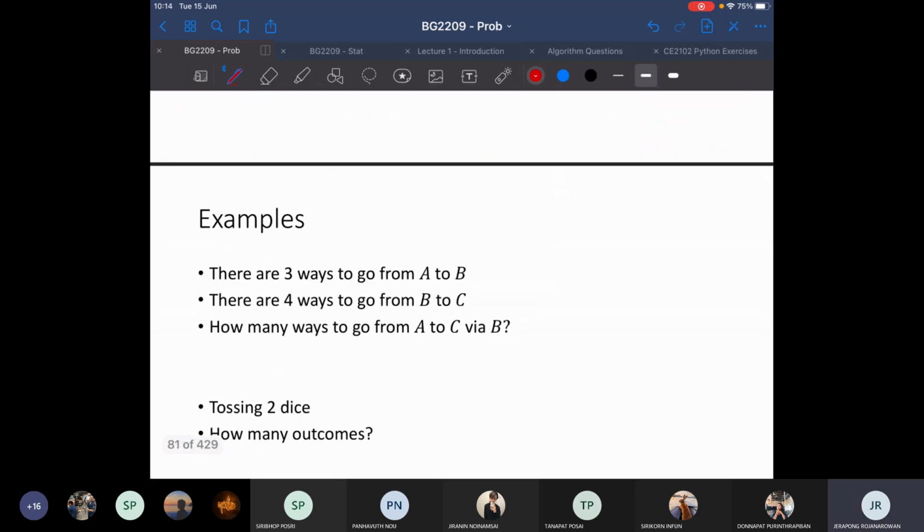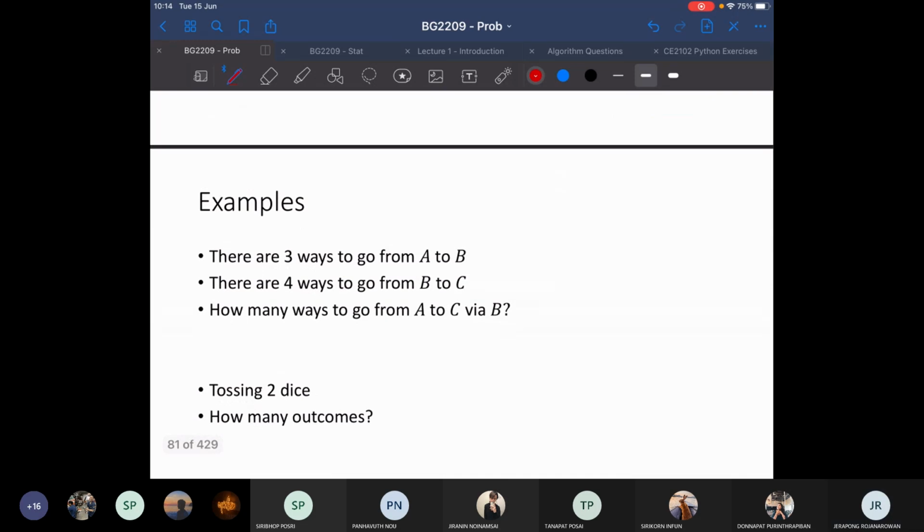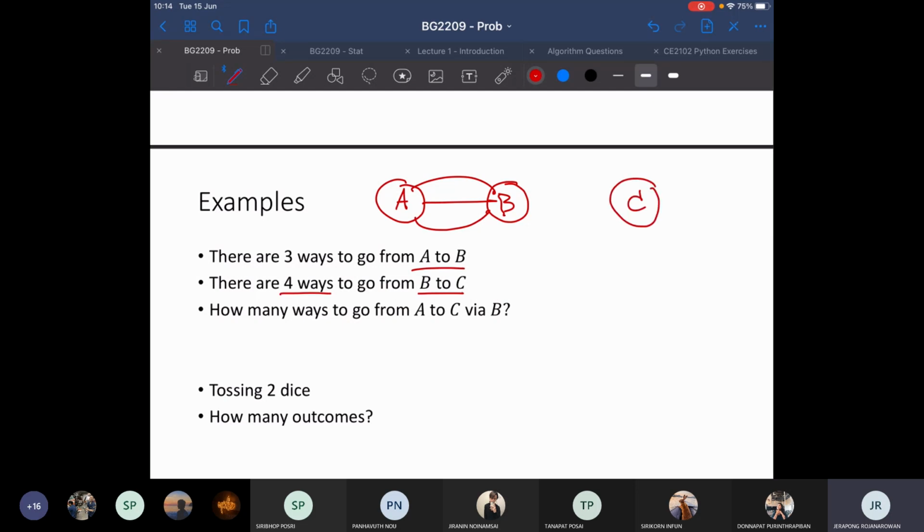Let's take a look at the first example. You want to go from A to B, right? A to B, you have 3 ways: 1, 2, 3, like this. And then B to C, okay? B to C, you have 4 ways now: 1, 2, 3, 4, okay? So if you want to go from A to C by passing B, you want to go from here to here. No doubt you have to go across this one, right?